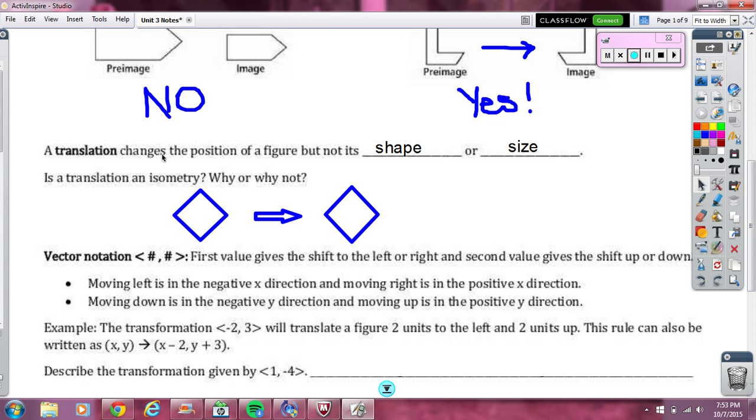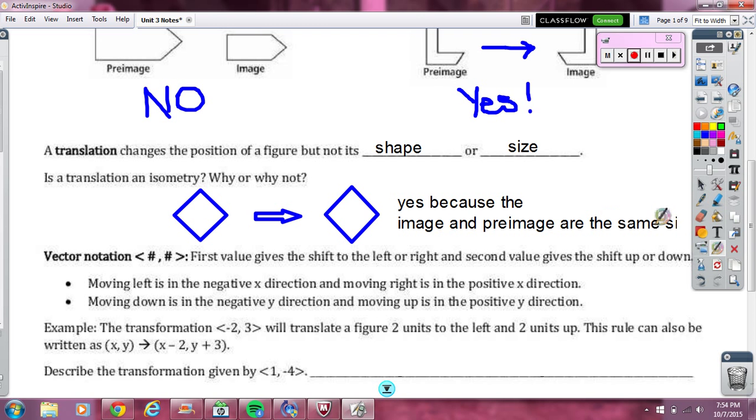So a translation changes the position of the figure, but not its shape or size. We're looking at a little bit more depth at that first type of transformation. So my question for you is, do you think a translation is an isometry? And then explain why or why not. I'm thinking that since when I take an object and translate it or just slide it over to the side, I'm not changing how big it is, and so those two objects, the image and the pre-image, would be congruent. So I could say yes, because the image and pre-image are the same size. I do have an isometry.